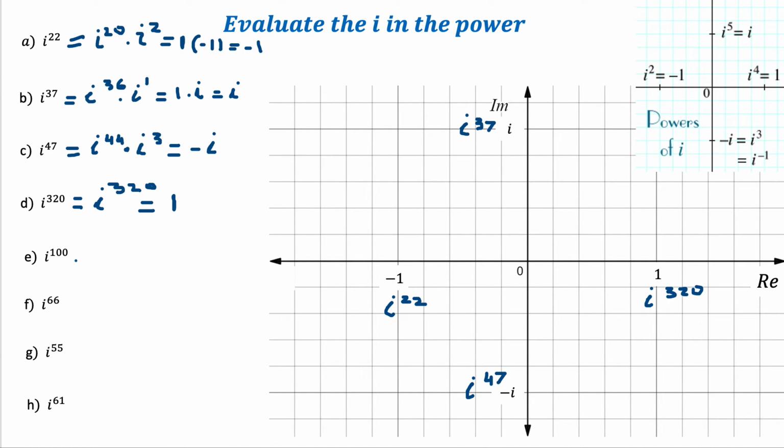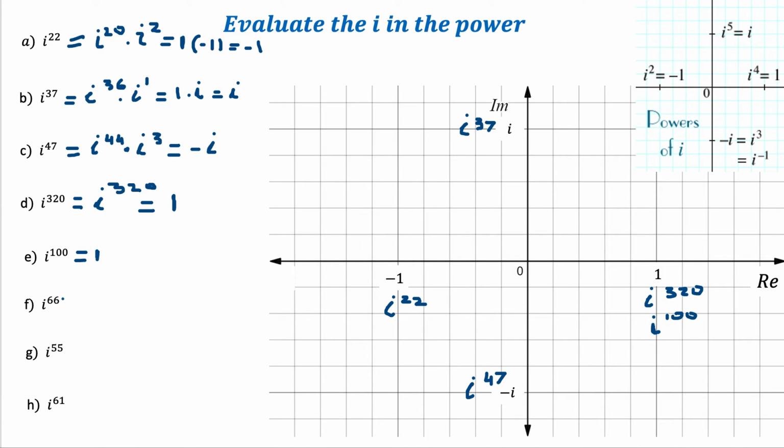And now I'm looking here at 100. Even 100 is divisible by 4. So i to the 100 is equal to 1, because 100 is divisible by 4. So here we can write i to the exponent 100, which is located on the real number at 1 here.